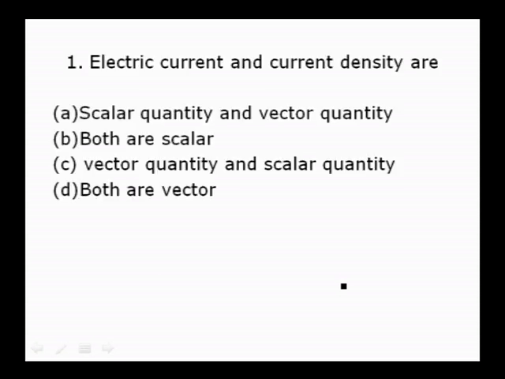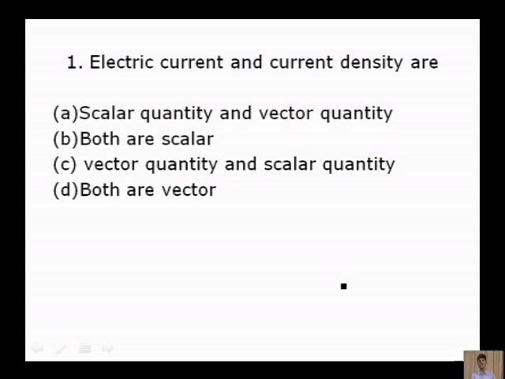Okay. Now, let us begin with the questions. Electric current and current density are, your options are A, scalar quantity and vector quantity, B, both are scalar, C, vector quantity and scalar quantity, D, both are vector.